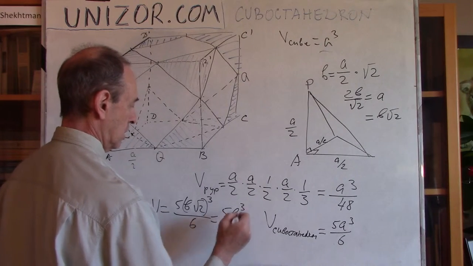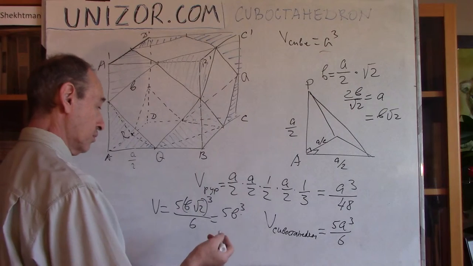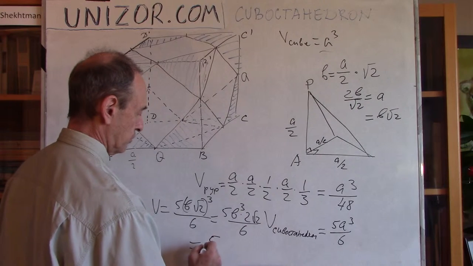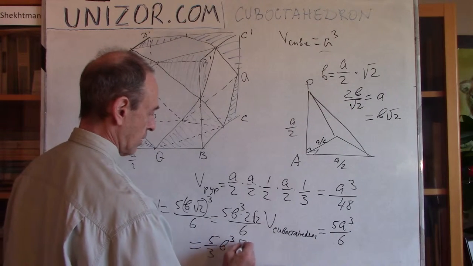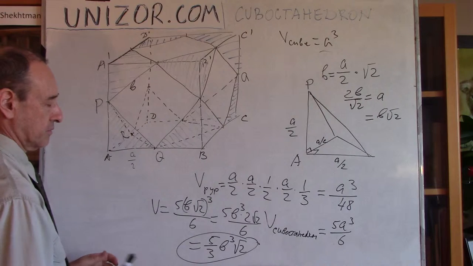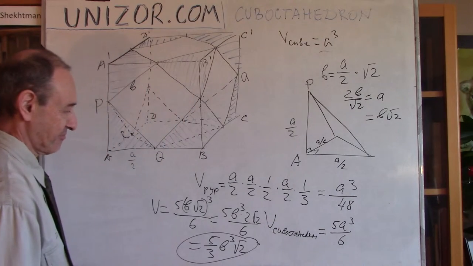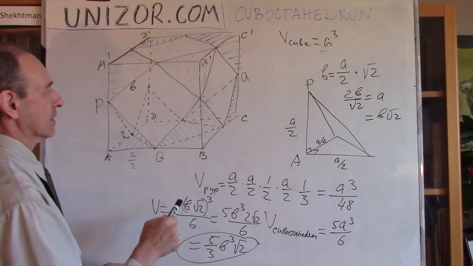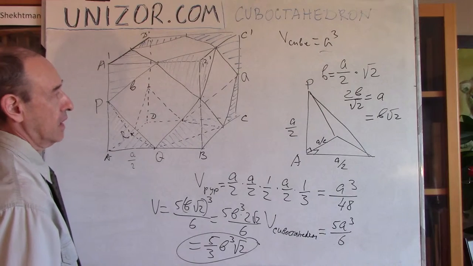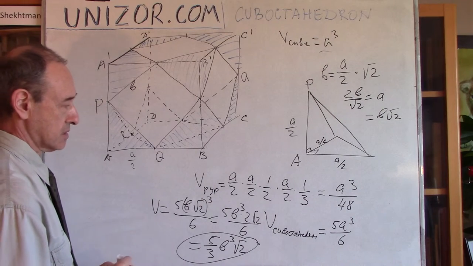5B cubed. Now, square root of 2 to the power of 3 is square root of 2 to the power of 2 and 1. So it's 2 square root of 2 over 6, which is equal to 5/3 B cubed square root of 2. So that's another representation of the volume of the cuboctahedron in terms of its own characteristic, and its own characteristic is the length of its edge B. And that's the final formula, and that's basically all I wanted to talk about in today's lecture.